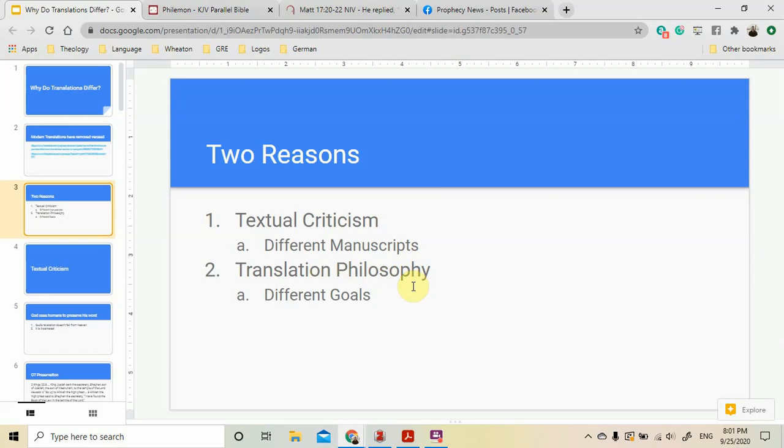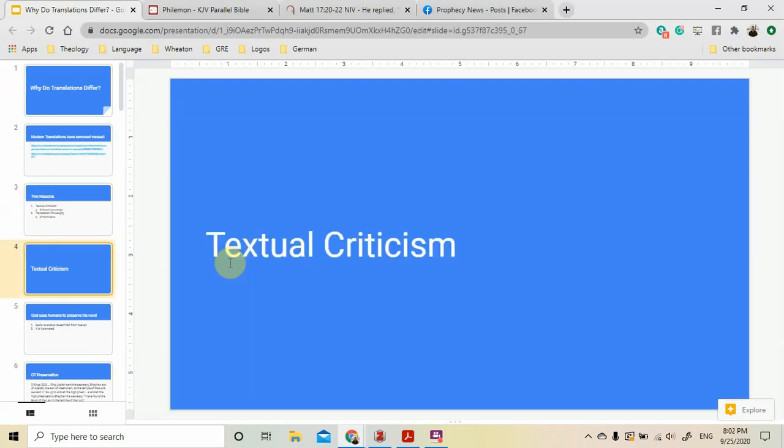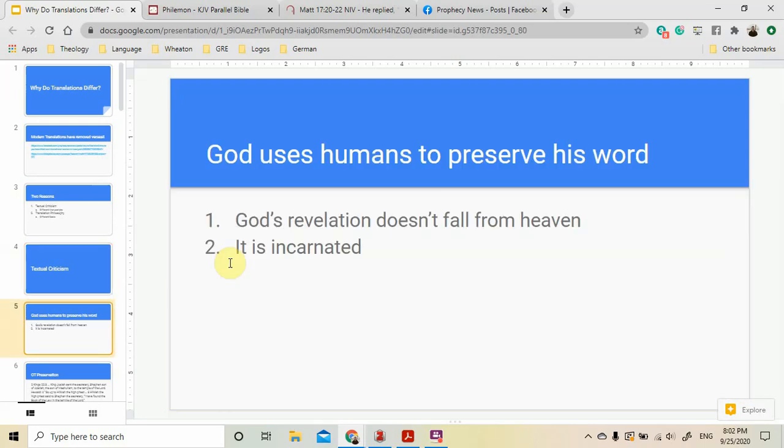So you have two translations before you. How do you figure out if it's a textual criticism difference versus a translation philosophy difference? We're going to start with textual criticism, so all the manuscripts that we have and examining those.